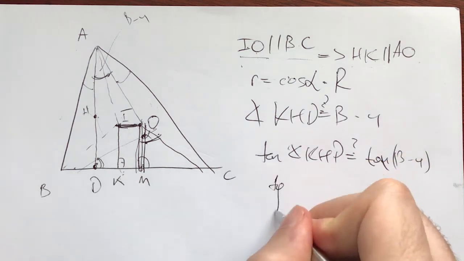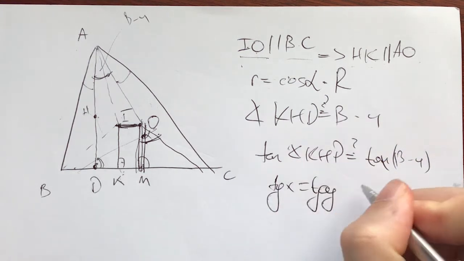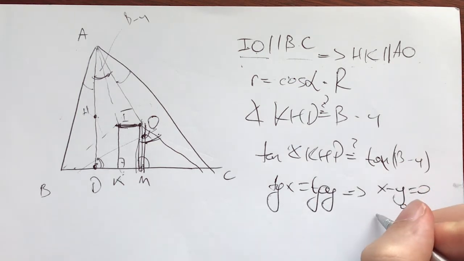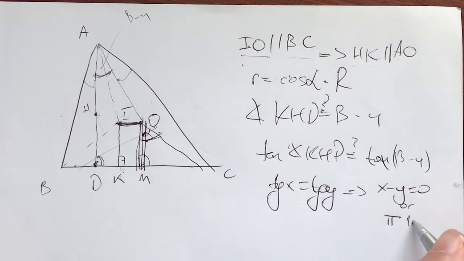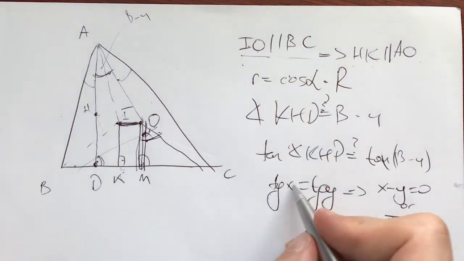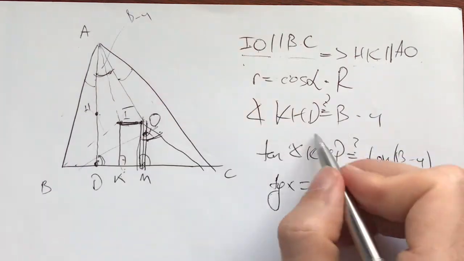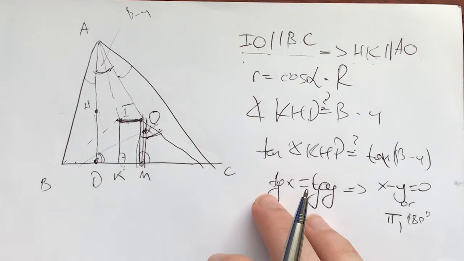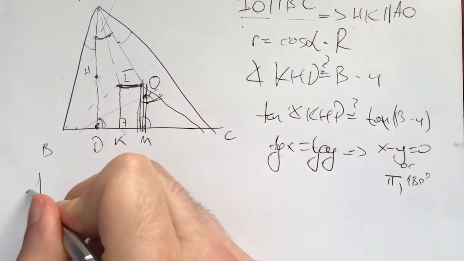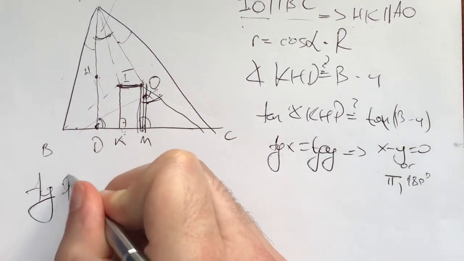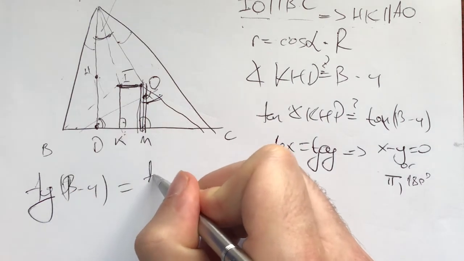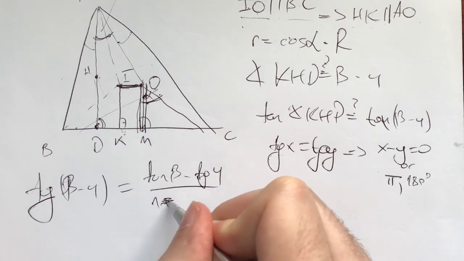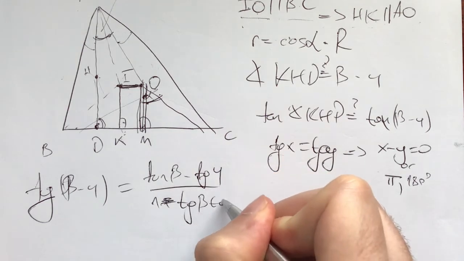Because if tangent of x is equal to tangent of y, then it follows that either x minus y is 0, or that it is pi or 180, depending on how you want to look at it. But then this would imply, because this angle is obviously less than 90, that this is beta minus gamma. And that's one way we could do it. And we know that the tangent of beta minus gamma is equal to the tangent of beta minus the tangent of gamma over 1 plus tangent of beta tangent of gamma.